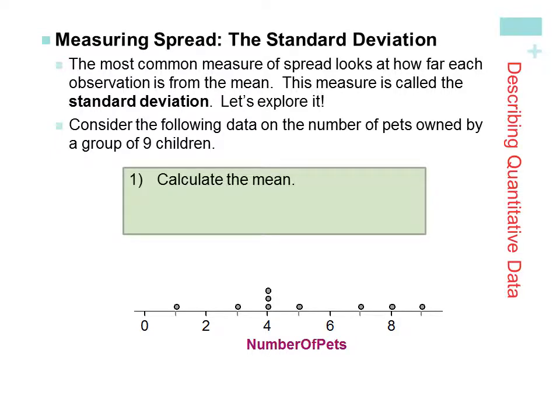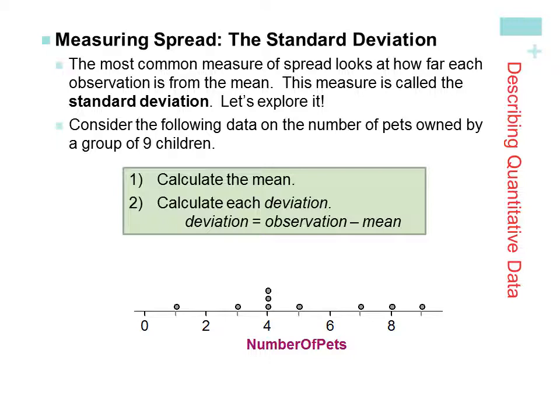So the first thing I want to do to find the standard deviation, or how far something is from the mean, is calculate the mean. What is the mean number of pets? And then we're going to calculate the deviation. How far is each data point from the mean? The deviation is the observation minus the mean. So if I figure out what the mean is, the deviation says how far it is from the mean.